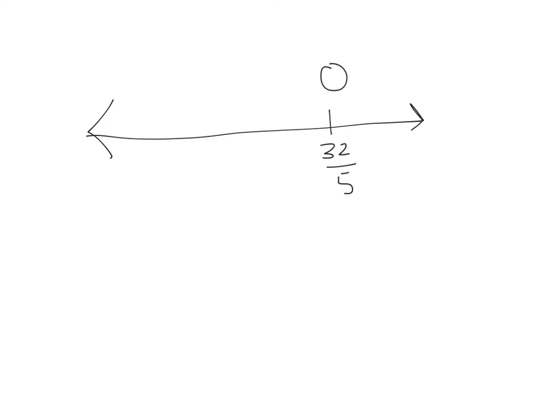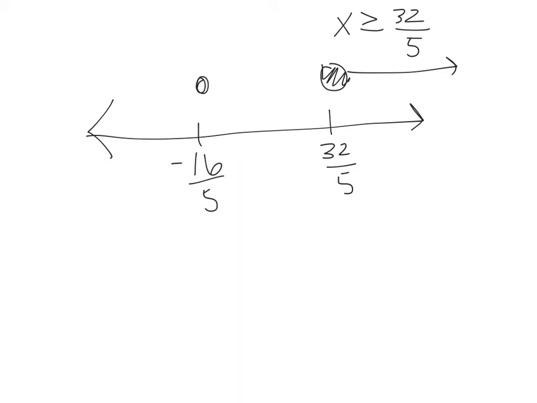The graph of this will look like a set of ors. The first portion will be facing in this direction with a closed circle to represent that x is greater than or equal to 32/5. The second portion will have a closed circle pointing in this direction to represent the inequality x is less than or equal to -16/5. And again, these are conjoined with ors, so it makes sense that my graph would look like a set of ors.